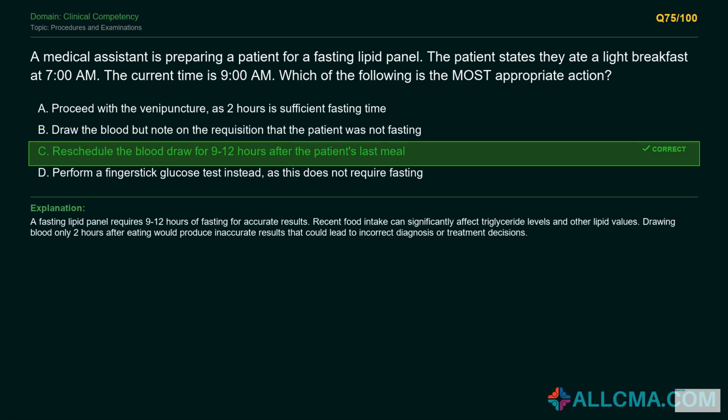The correct answer is C. A fasting lipid panel requires 9 to 12 hours of fasting for accurate results. Recent food intake can significantly affect triglyceride levels and other lipid values. Drawing blood only 2 hours after eating would produce inaccurate results that could lead to incorrect diagnosis or treatment decisions.